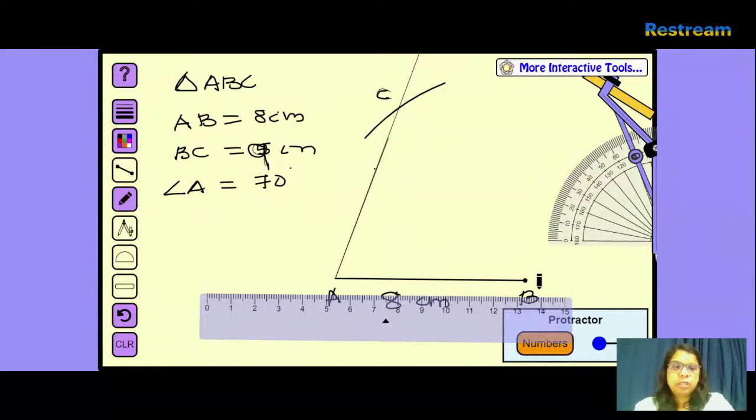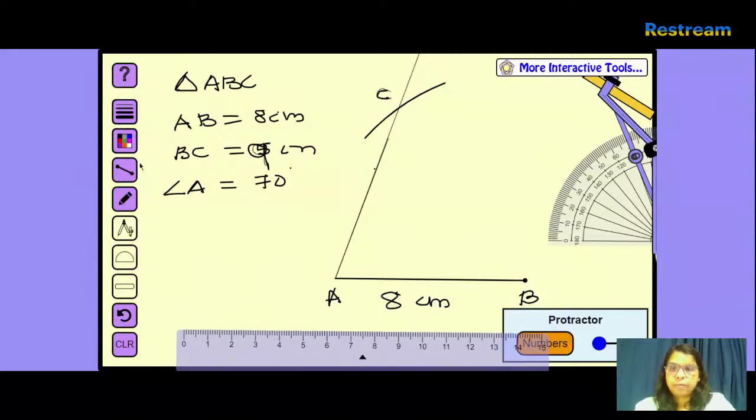All I have to do is join my line here, make it slightly thicker. Just join my BC, and again if I want I can join my AC, make it dark. So this is my triangle ABC. Okay, so construction of triangles is quite easy if you can handle your geometric equipments properly.